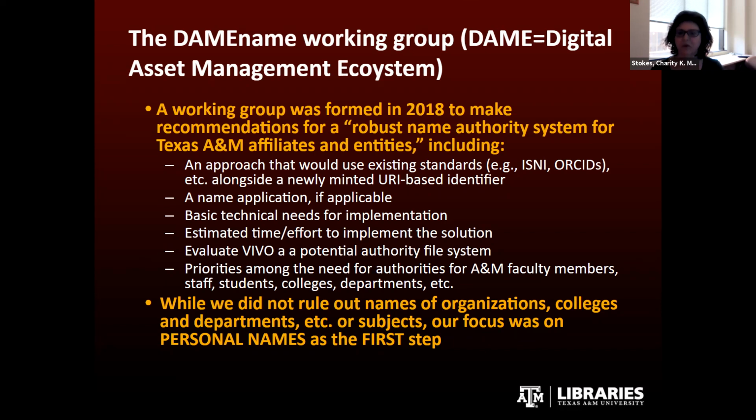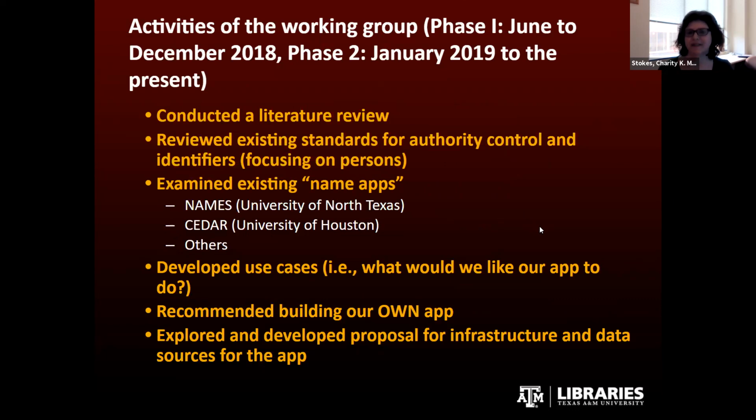We did not rule out applying authority control to organizations and subjects, but our focus had to be on personal names first. So activities of the working group was 2 phases. The first phase was in the latter half of 2018, and the second phase was the first half of 2019. As you can see, we conducted a literature review, we reviewed standards, we examined already existing name apps, we developed use cases. Based on all this, we recommended building our own app, and then we explored and developed proposals for the infrastructure and the data sources for the app.